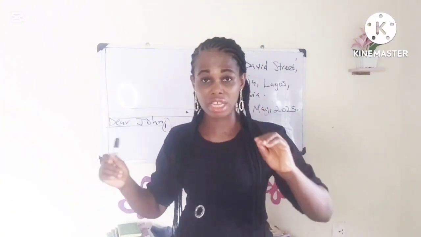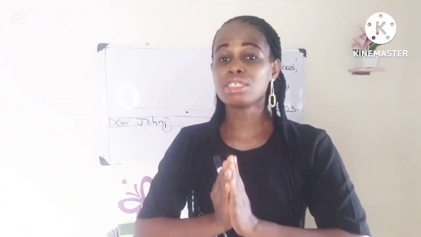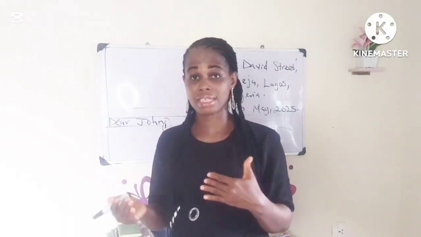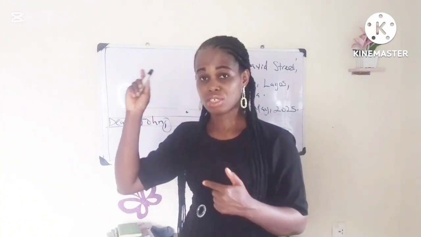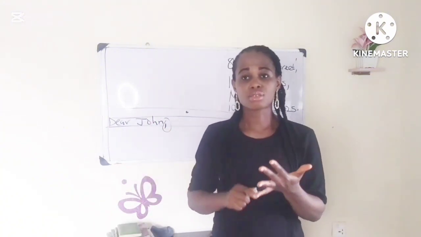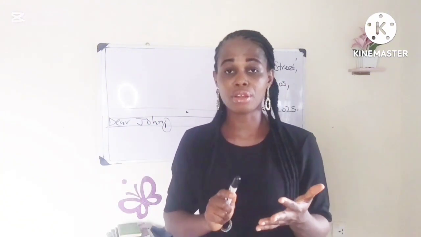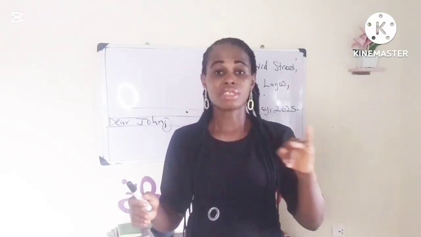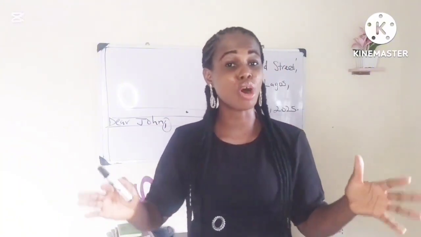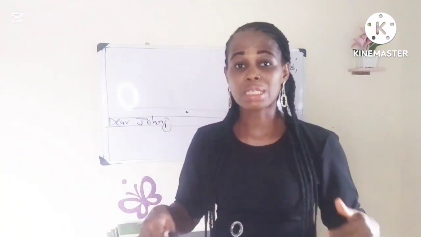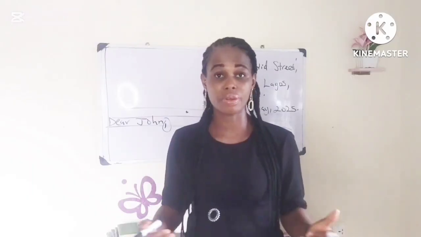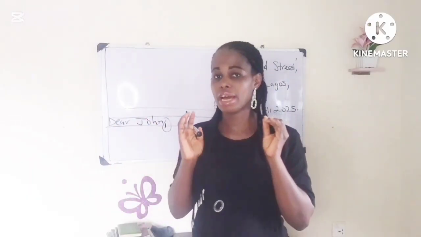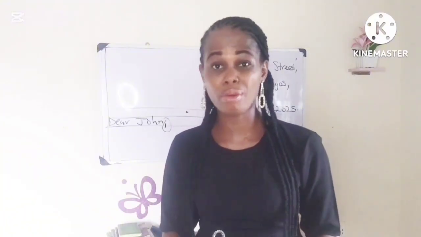In WASSCE, you are expected to write your letter in just 5 paragraphs. Make sure you write a letter in 5 paragraphs. The introductory paragraph is number 1, then number 2, number 3, and number 4 is the fourth paragraph. Those are the paragraphs we use in discussing the topic of the letter. The last paragraph is where you conclude or summarize. So 5 paragraphs are okay for your informal letter, and that is what is expected in WASSCE.